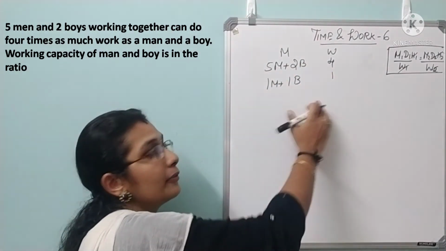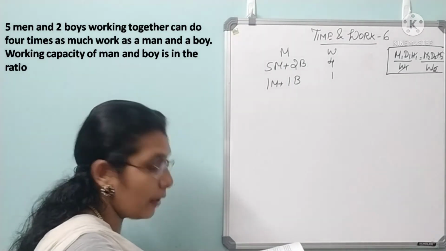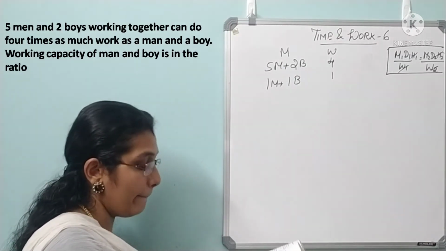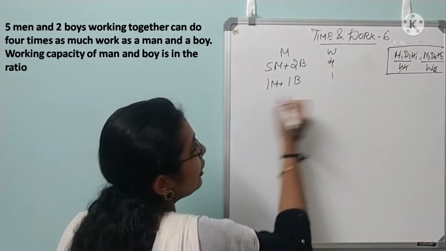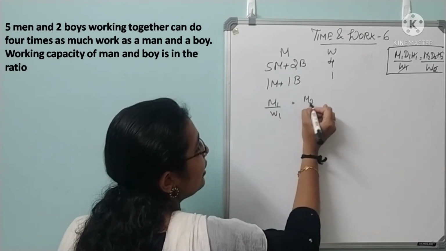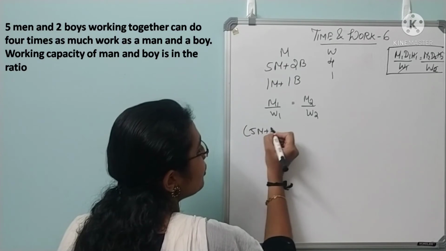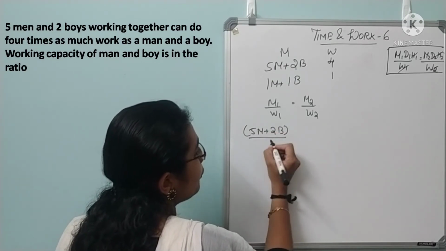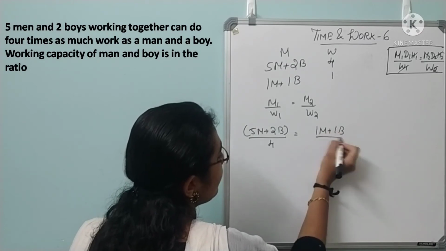That is 4 times of this persons. Clear? Now they are asking for the ratio of daily work done by man to that of boy. So, how will you find? We know M1 by W1 is equal to M2 by W2. Right? So, (5M plus 2B) divided by 4 is equal to (1M plus 1B) divided by 1.